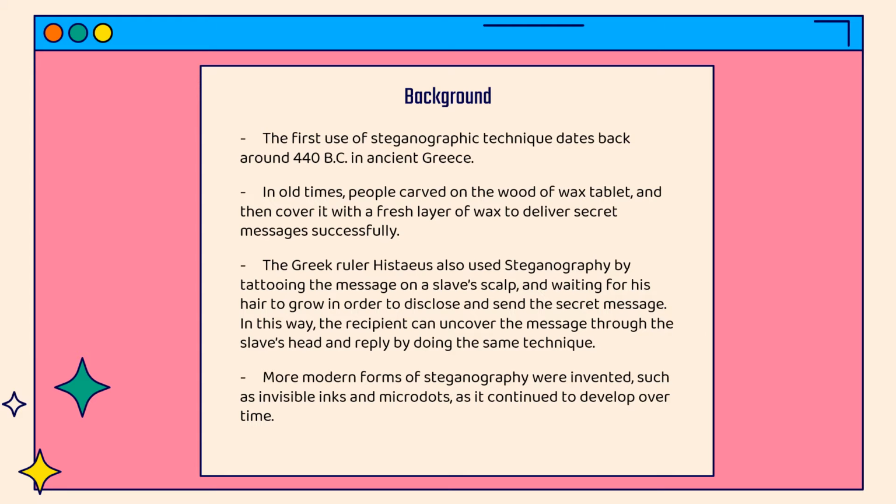The first use of steganographic technique dates back around 440 BC in ancient Greece. For instance, people carved on the wood of a wax tablet and then covered it with a fresh layer of wax to deliver secret messages successfully. In the same time period, the Greek ruler Hystaios also used steganography by tattooing the message on a slave's scalp and waiting for his hair to grow in order to disclose and send the secret message. In this way, the recipient can uncover the message through the slave's head and reply by doing the same technique. More modern forms of steganography were invented as it continued to develop over time.